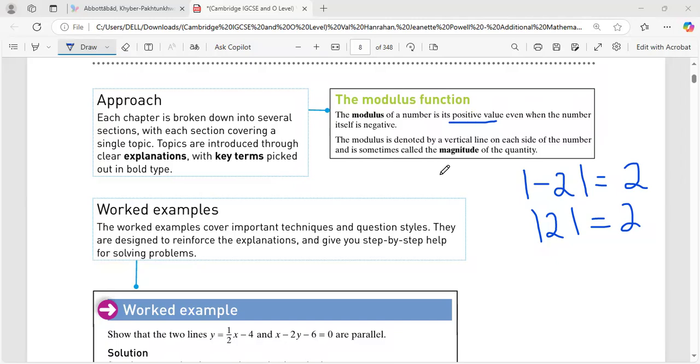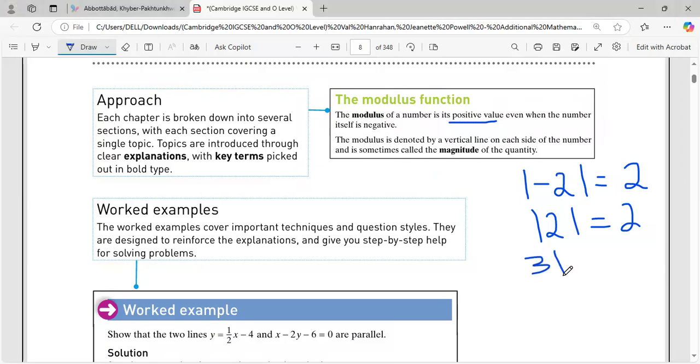Magnitude means the numerical value of something. Like if I say 3 km or 3 kilometers, here 3 is a number. This is the magnitude. This is showing the value of the distance.